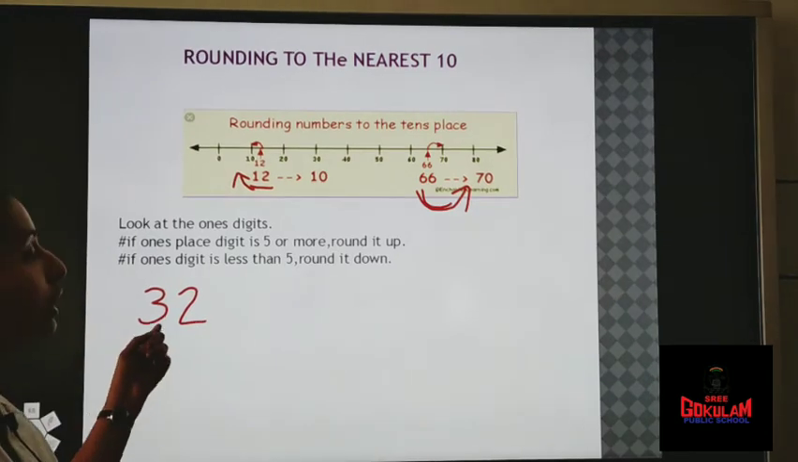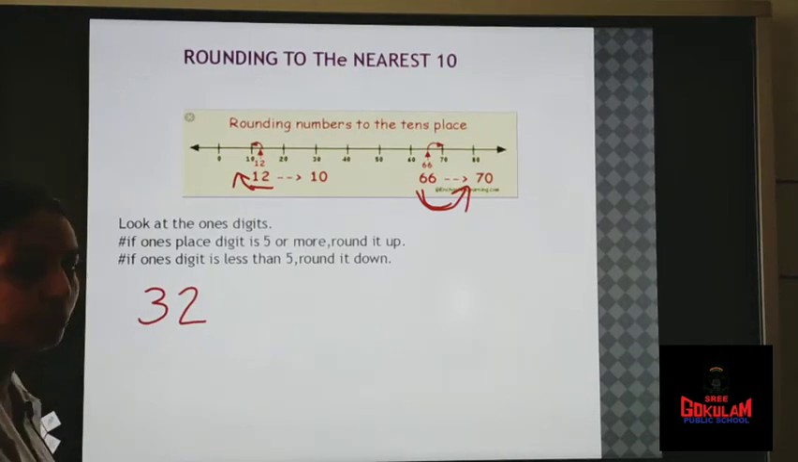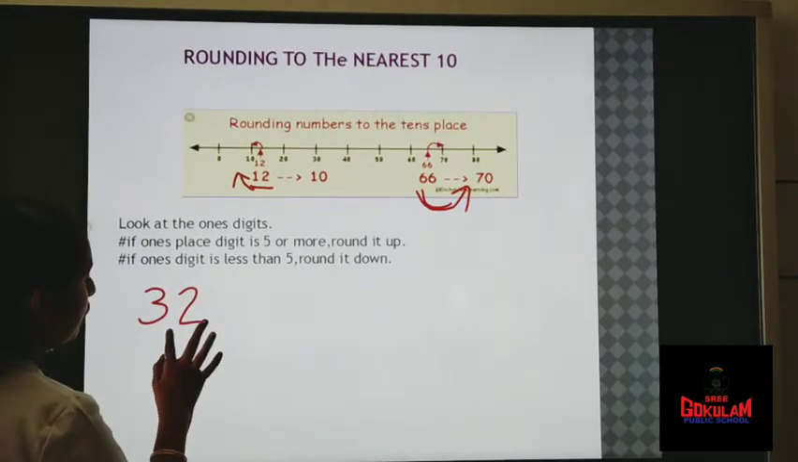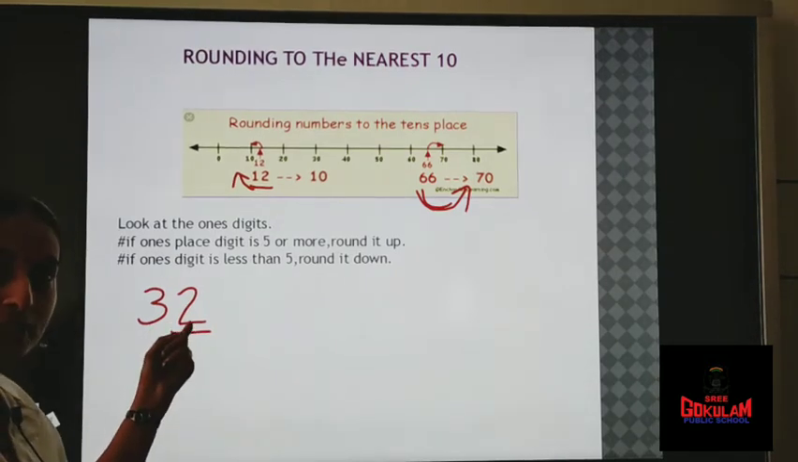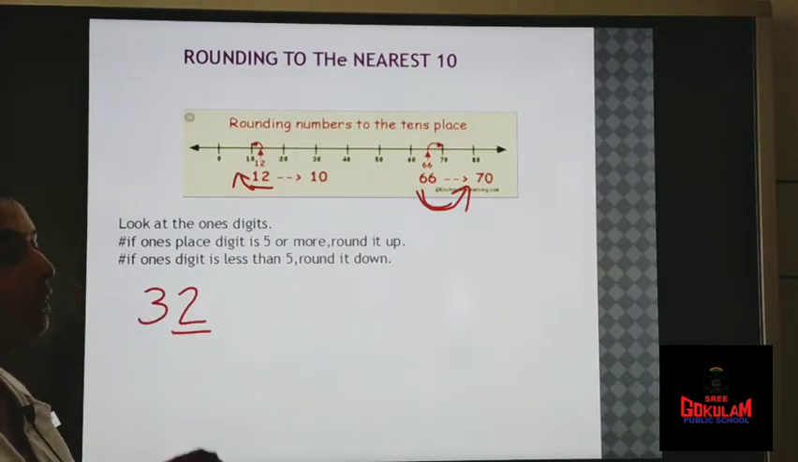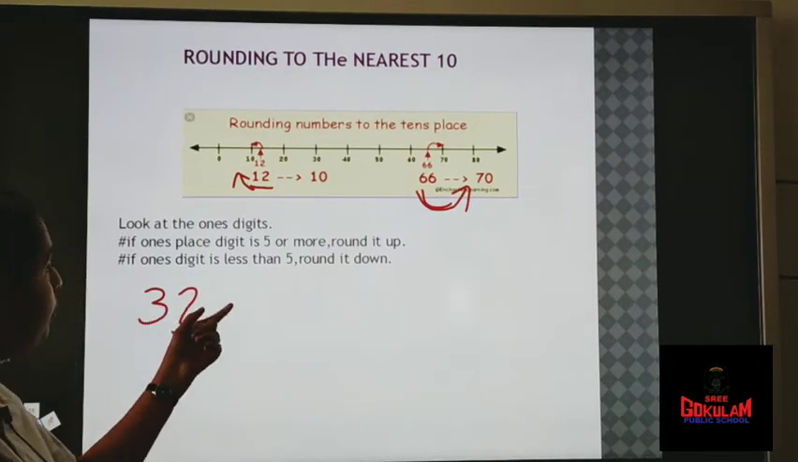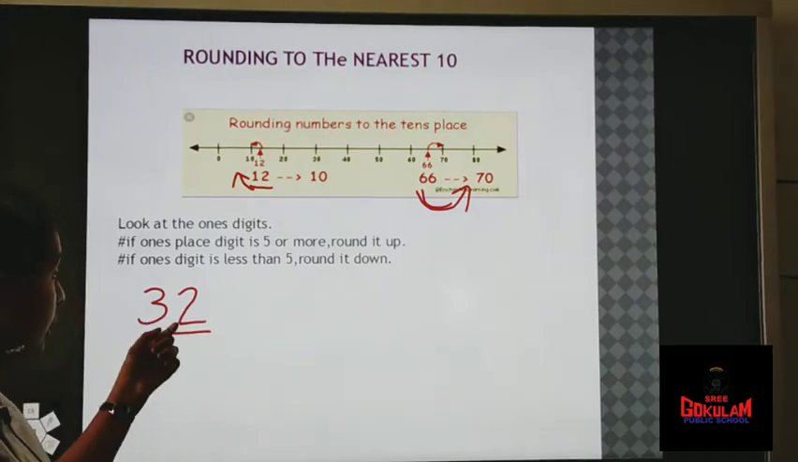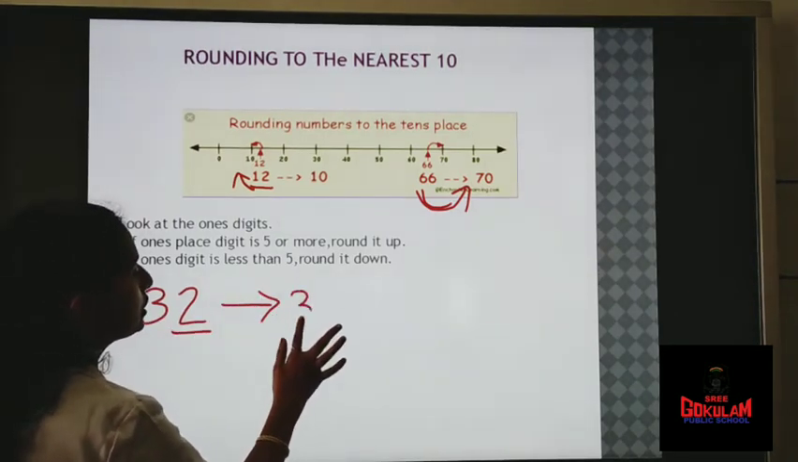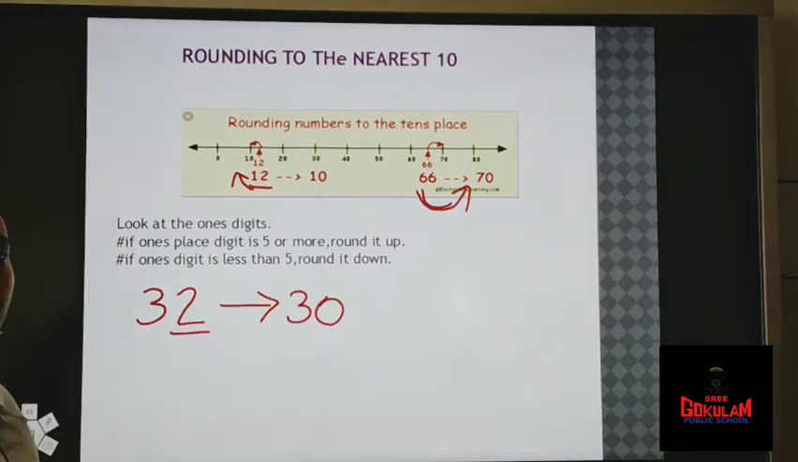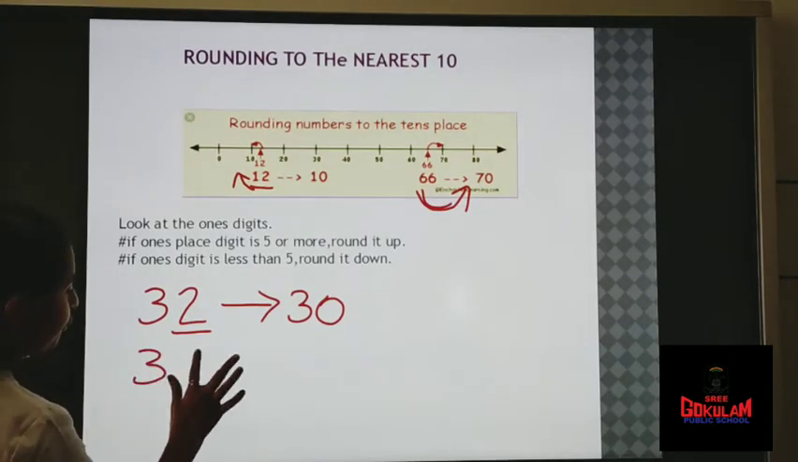For example, 32. We want to round 32 to the nearest ten. What we have to do is look at the ones place. If the ones place is less than 5, we can round it down. So 32 rounds to 30. Suppose the number is 35.